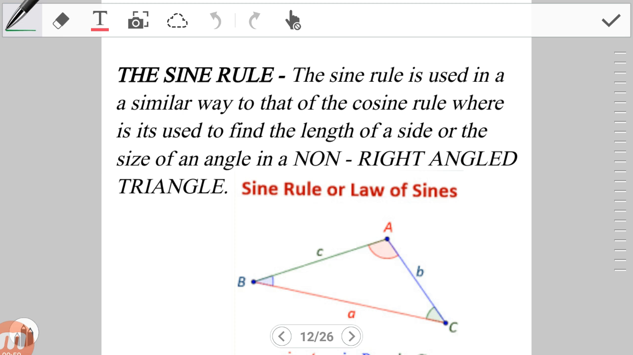So you definitely want to check that tutorial out, looking at both scenarios in which the cosine rule is applicable, because that's exactly what we're going to be doing in this video. We're going to be looking at two more scenarios in which the sine rule is applied.